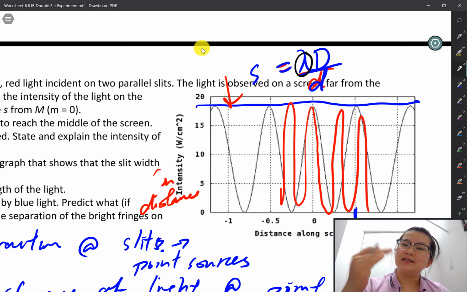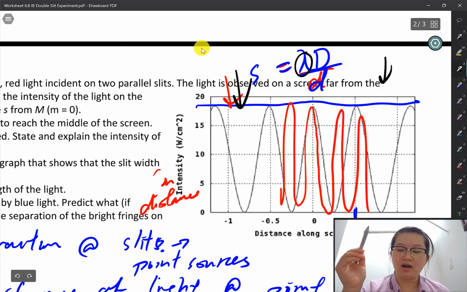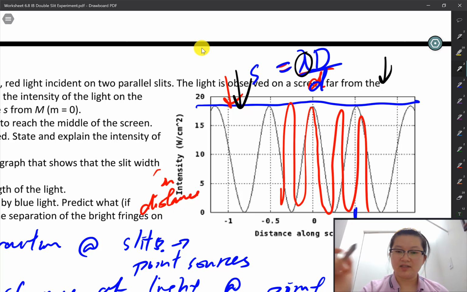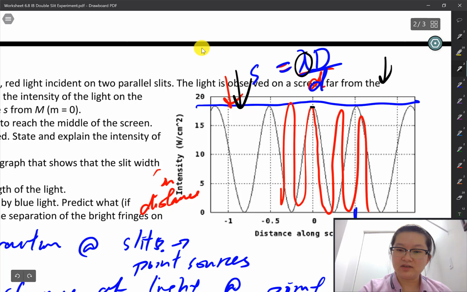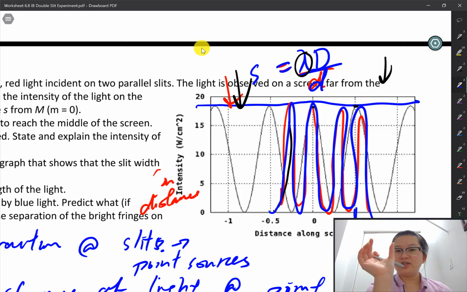Okay, blue light decreases in wavelength, frequency increases though. If wavelength decreases for blue light, that means the separation of our bright fringes, the s value, will also decrease, meaning the distances between these peaks are going to get narrower. So it's going to look like, okay, let me use blue to draw this. It's going to look like this. It's going to be closely packed together, okay? So the bright fringes separation is going to get closer together. Okay, so that is question E.